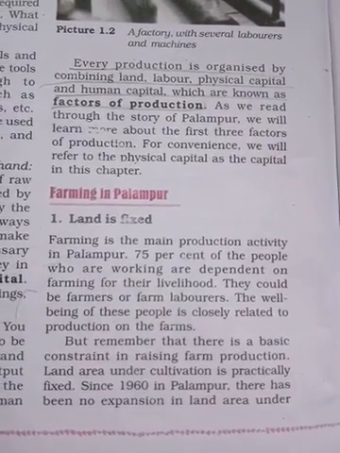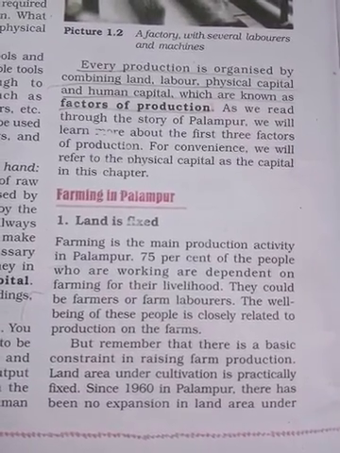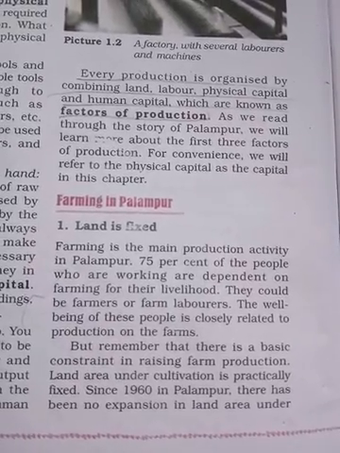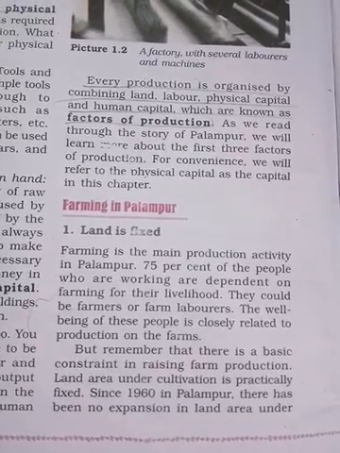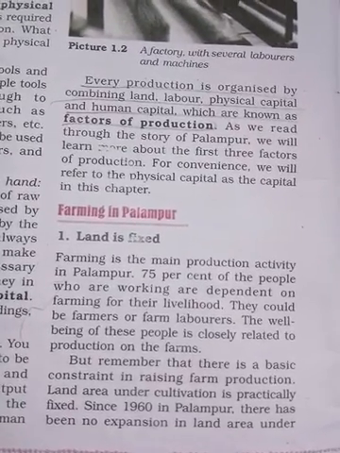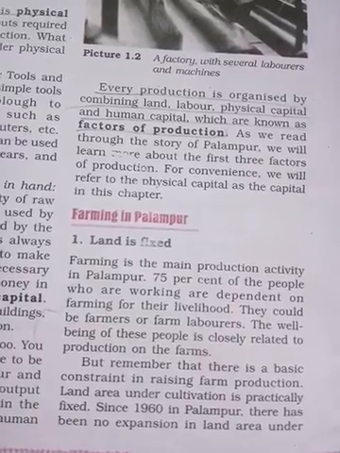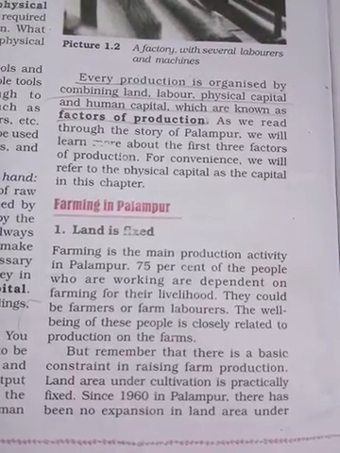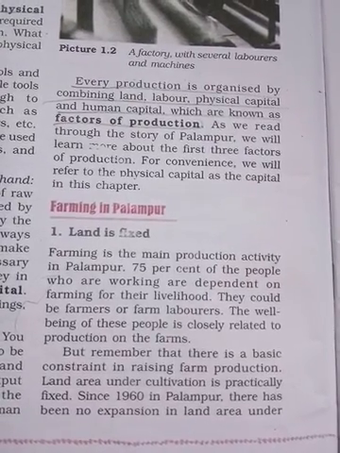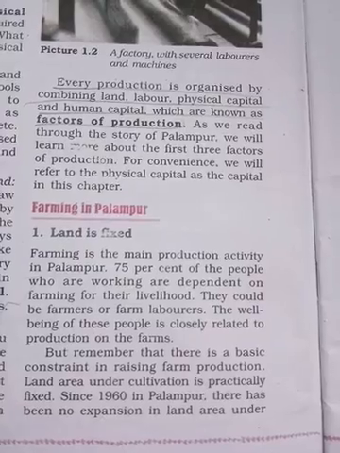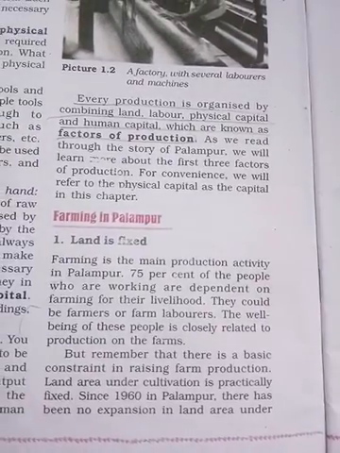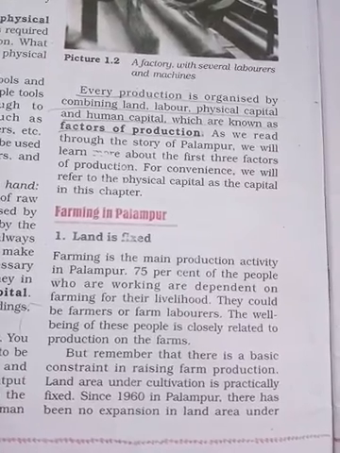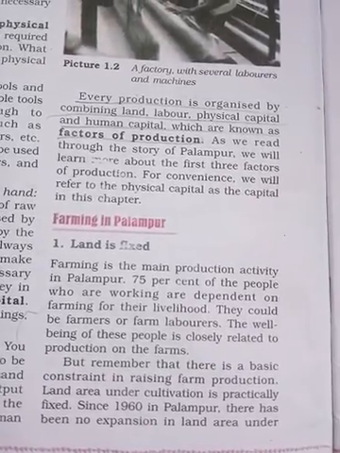But remember that there is a basic constraint in raising farm production. Land area under cultivation is practically fixed. For any production we need land, but land is fixed, it is not going to increase. Since the 1960s in Palampur there was no expansion in the land area under cultivation. That means from 1960 till today the agricultural land has not increased. It is fixed.